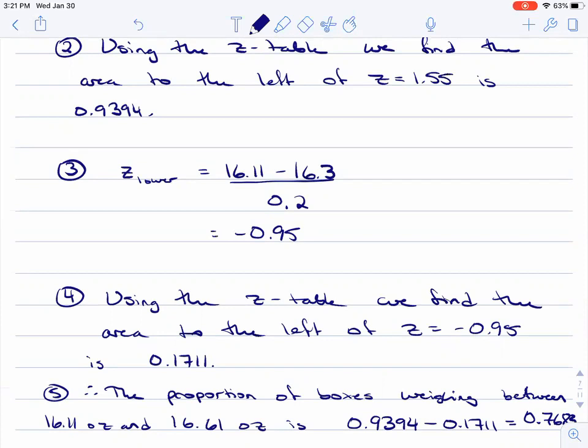Would it be okay to write it like this? The probability that Z is less than, and then subtract them. That works.